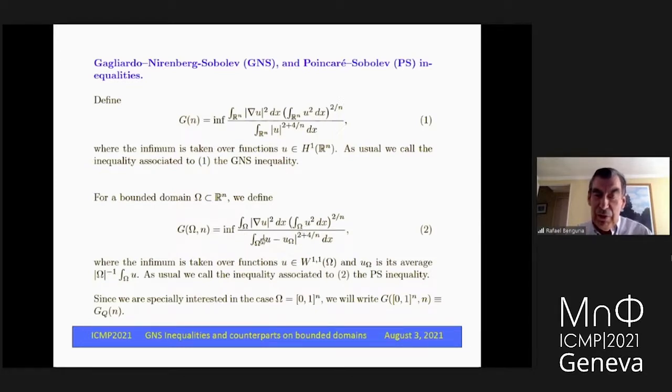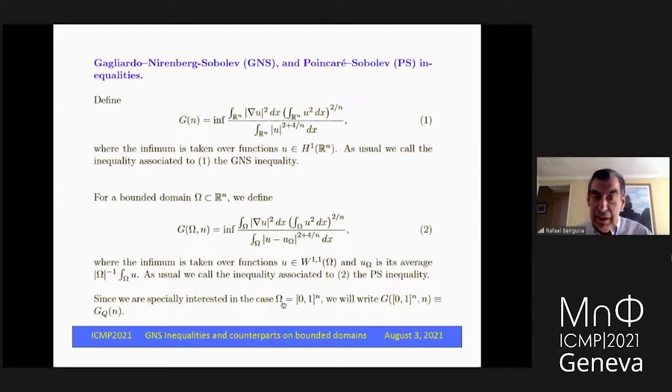And since we're using free boundary conditions, in order for this whole thing to make sense, we subtract in the bottom the average of the function in the domain. So u of omega is the average of the function in the domain. And a particular case we are interested in, because of applications to the Lipschitz inequalities, is the case of the hypercube, when omega is equal to (0,1)^n.